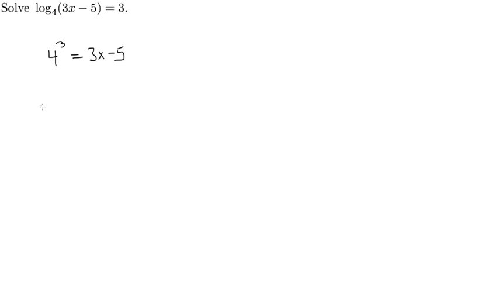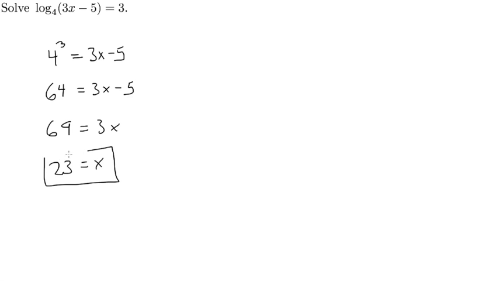All right, 4 cubed. 4 times 4 is 16. 16 times 4 is going to be 64. So 64 equals 3x minus 5. Add 5 to both sides, we get 69 equals 3x. Divide both sides by 3, I get 23 equals x. And there's my final answer.